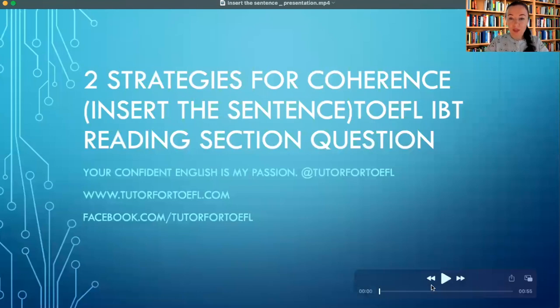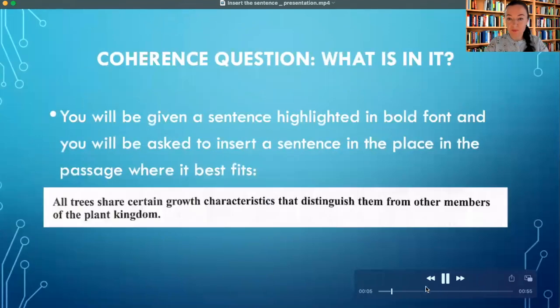All right. So, what's in the question? Coherence or insert the sentence type question will ask you to look at the highlighted sentence and put it in the passage in the place where you think it fits best. Normally, the highlighted sentence will have this bold letters.